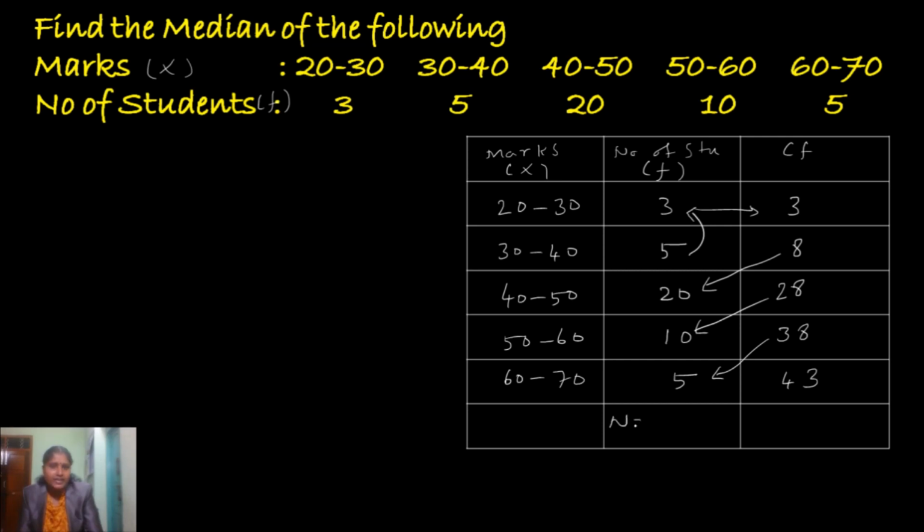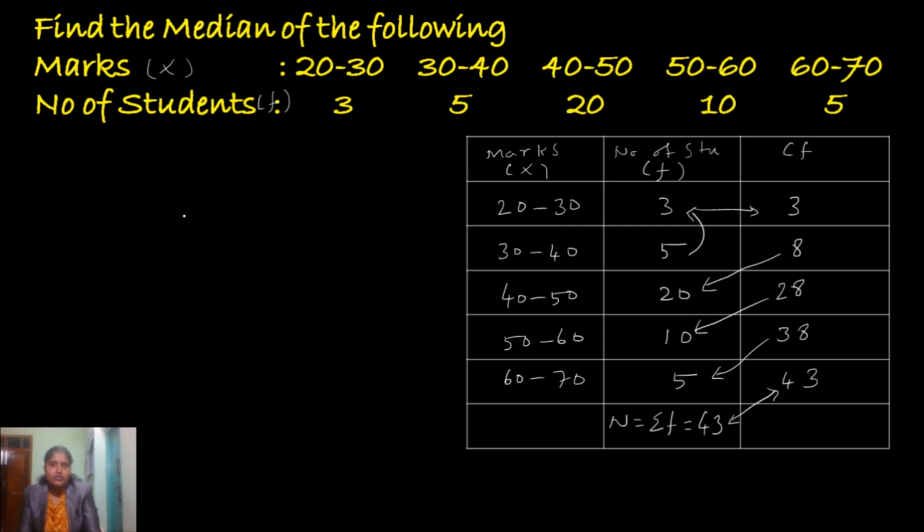Now we calculate the value of n, that is the sum of the frequencies. While we add all the values, we get 5 plus 3, 8, 8 plus 20, 28, 28 plus 5, 43. So let us now cross check the value of n with the last value of CF. Both of them are the same. So that means there is no mistake we have committed while adding the values of F and CF.